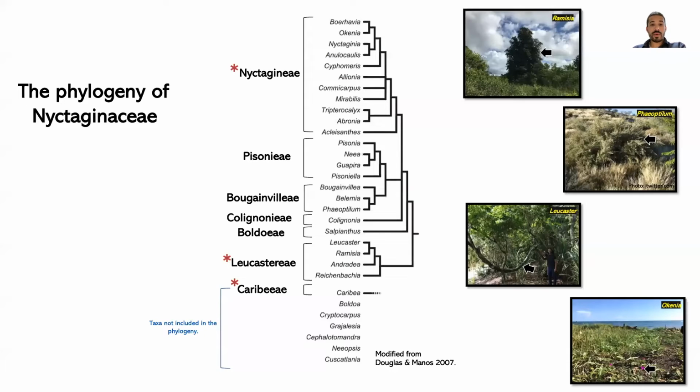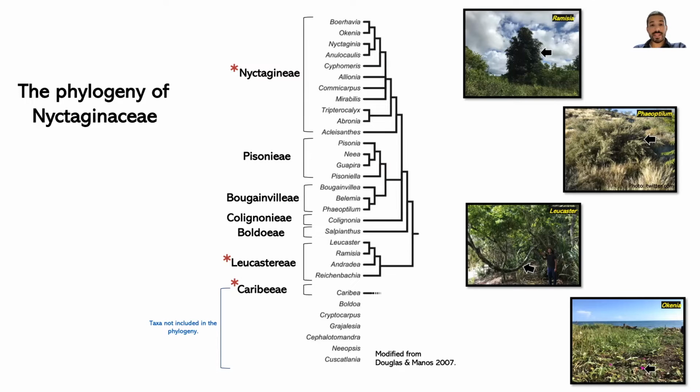So as a background, I want to show you the phylogeny of Nyctaginaceae, just to mention that the species of this family are distributed in 7 tribes. And here I want to highlight 3 of them. Tribe Nyctagineae comprises most of the herbaceous plants that grow in arid regions in the US and also in Mexico. Tribe Leucastereae has most species growing in Brazil and also in Bolivia, and that is the lineage that is sister to the rest of the family. And tribe Caribeae has only one species that has probably been extinct.